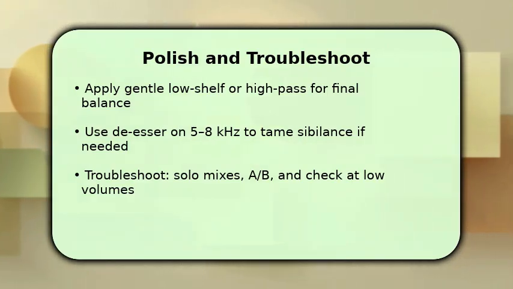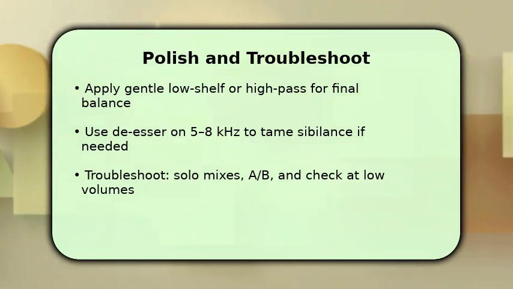Use a de-esser targeted at 5.8 kHz if sibilance appears after EQ, reduce only what bites. Then automate small EQ tweaks for different phrases if needed.